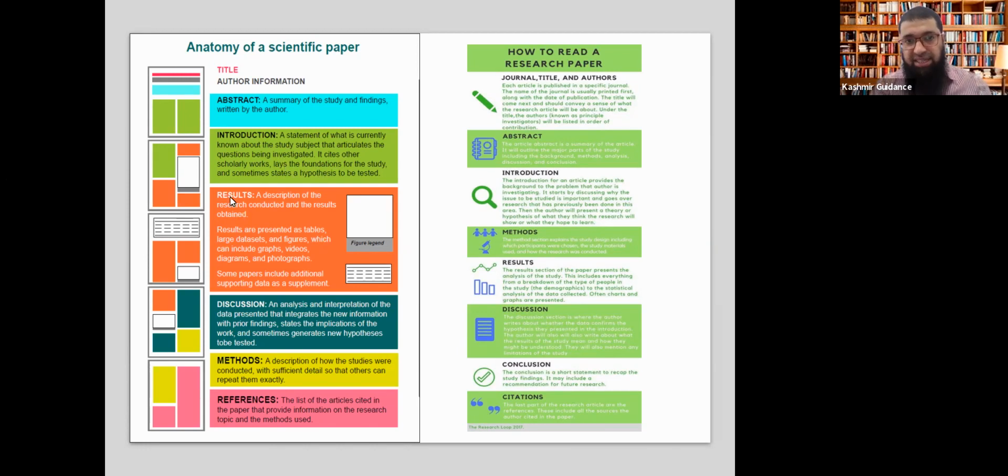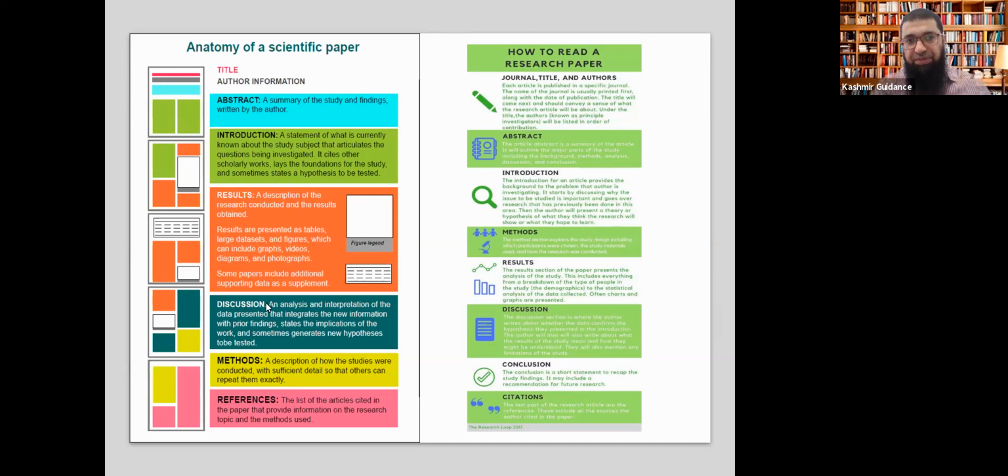After the introduction, you will find the result section. Sometimes you will find the material and method section first, but I am telling you, most of the journals start with the result section. In the result, you give the description of the research conducted and the results obtained. All the results are presented in a tabulated form. Sometimes we have a large data set. Sometimes results are explained in the form of figures. There are some graphics, videos, diagrams, and photographs. And some papers include additional support data as a supplement, as I told you.